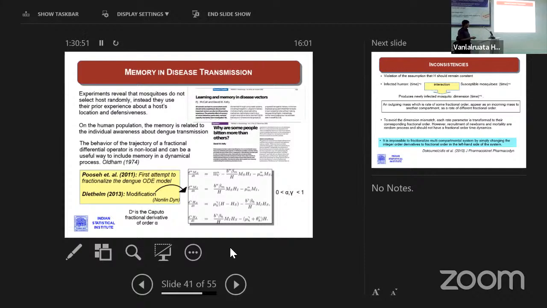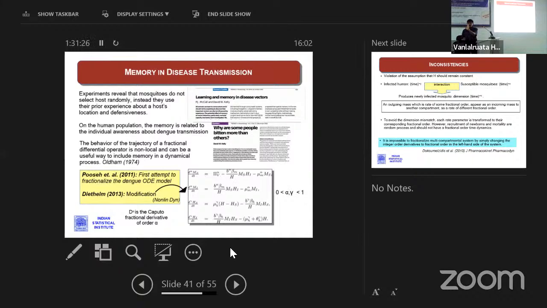So this is the dengue model. This is the human population. I don't want to discuss this. This is the human one. They have an interaction, which is coming here, and this is the mosquito one. When they have an interaction with the susceptible mosquito with the infected human, they become infected and are joined. This is a simple dengue model. Forget about the model, I'm not interested in the model now. I'm interested in how to use the fractional differential.